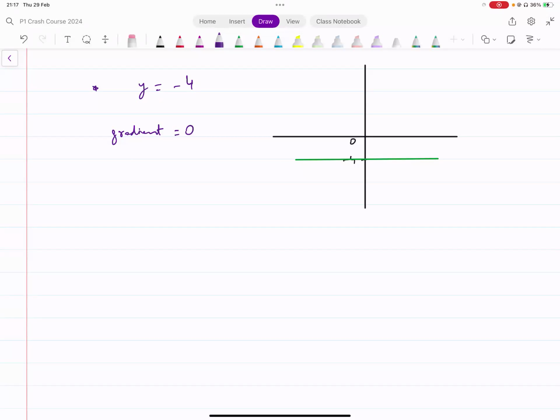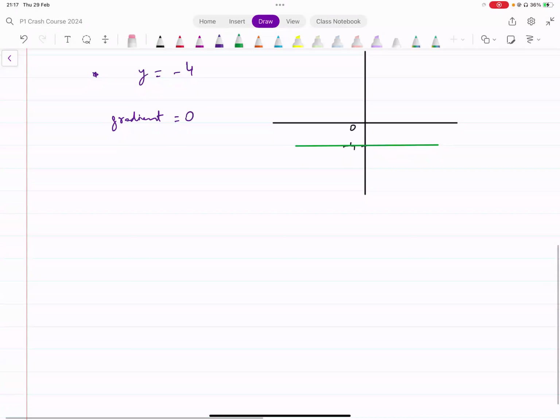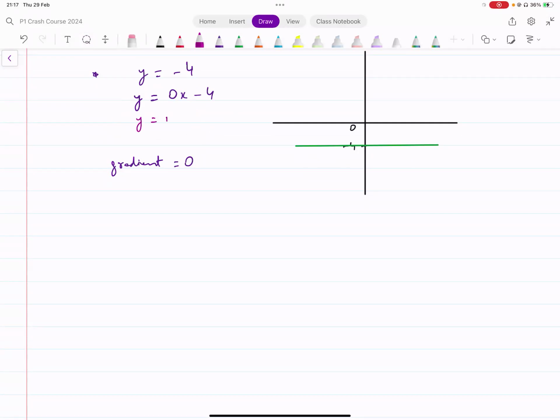If you were to compare it with the standard form, y equals mx plus c, you can basically say it's y equals 0x minus 4, because there's no x here, right? If there's no x, that means the coefficient of x is 0. And now if you compare it with the standard form, y equals mx plus c, this is the y-intercept, minus 4. The gradient is 0.